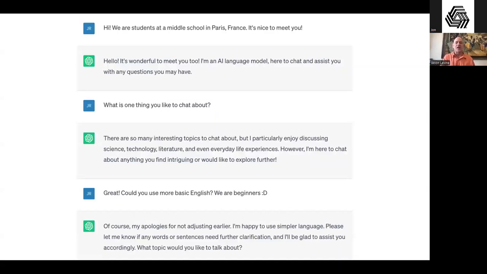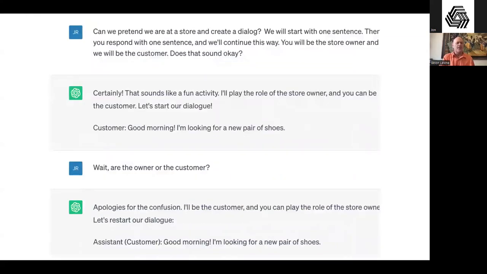Sorry, this is actually middle school students. It was not what I just said. I have a bunch of these, but it doesn't really matter. Who are you? If you look down, "could you use more basic English?" We are beginners, right? So I'm writing this while the students are contributing, and JR is me, obviously. So I said, let's create a dialogue, customer, right?